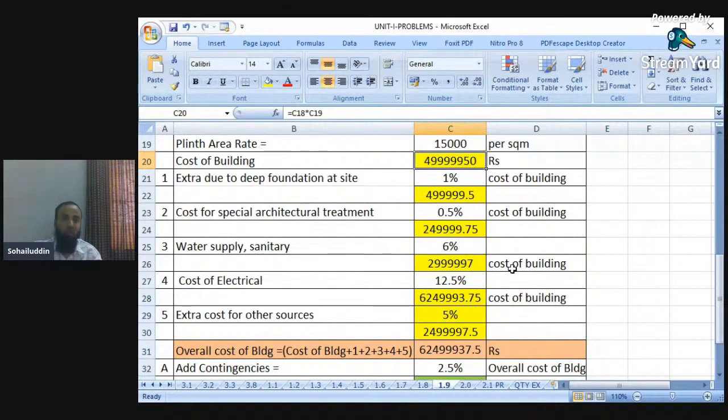Again, extra due to deep foundation. It is a simple head. No need to confuse here. What is this? It is nothing but extra head required from the total cost, from the cost of building. So extra head is there.